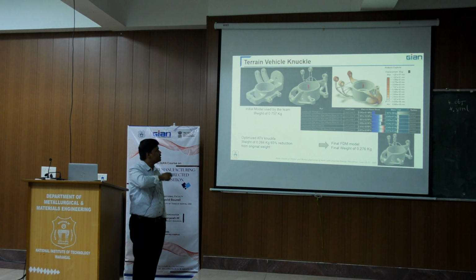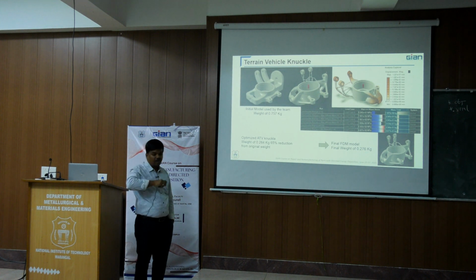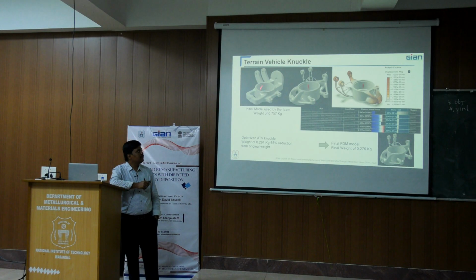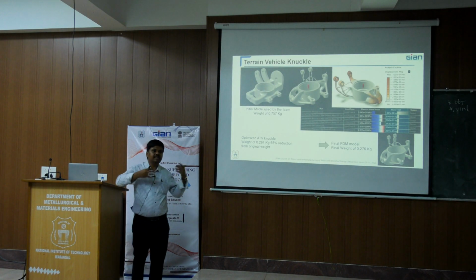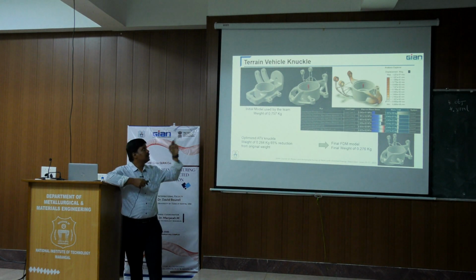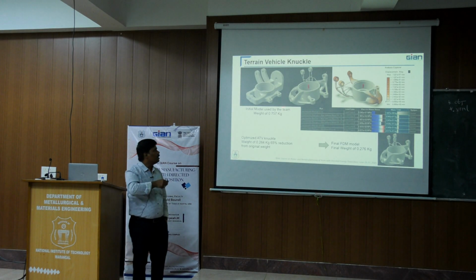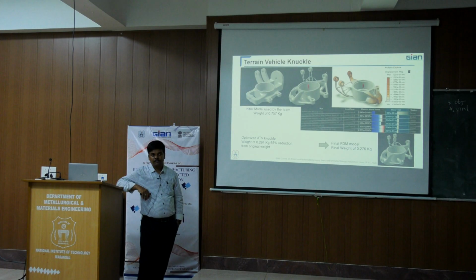So the weight of the model is almost 0.75 kg. This component can be minimized because weight is the major constraint in such a knuckle for terrain vehicles. They wanted to reduce a lot of the weight of the component, so we started with how we can redesign it.